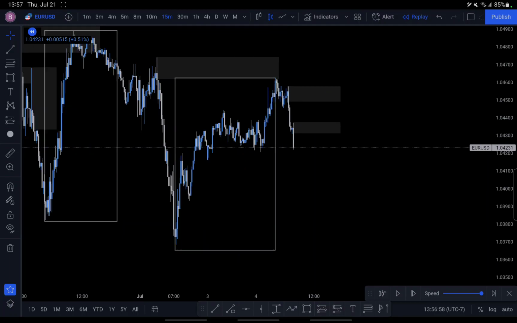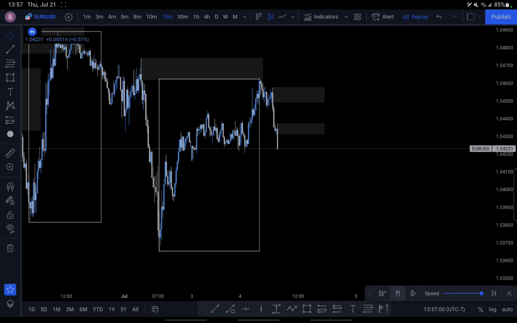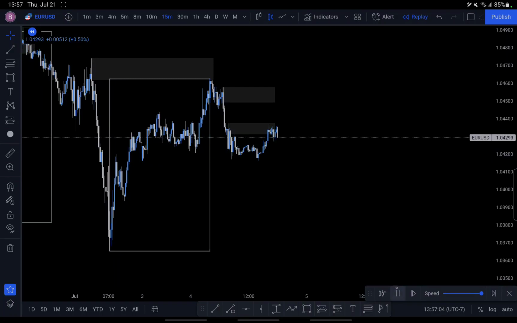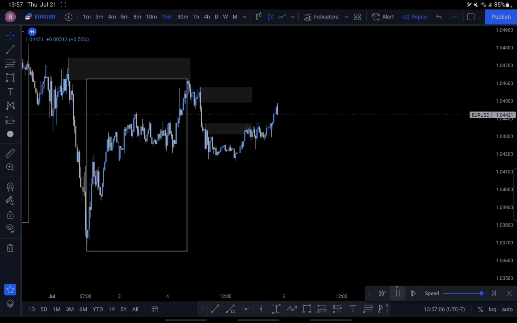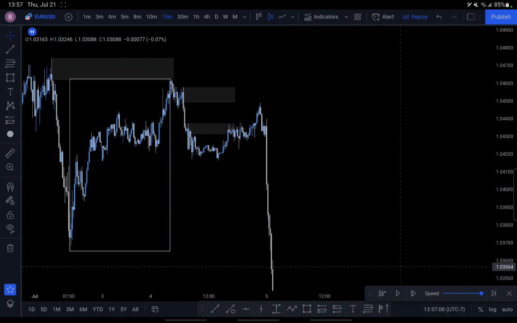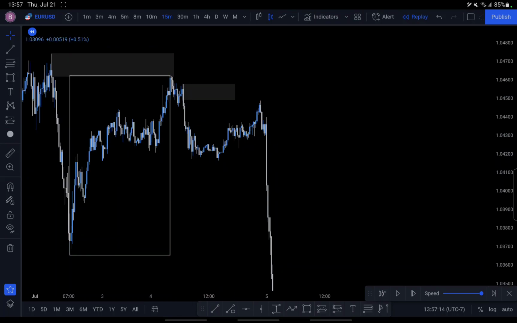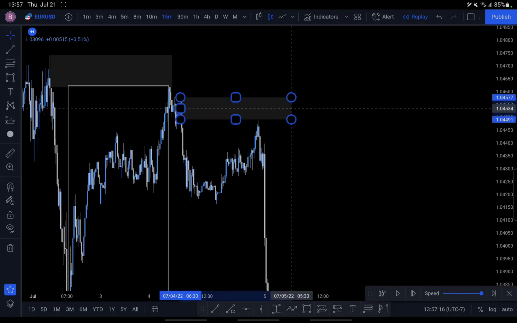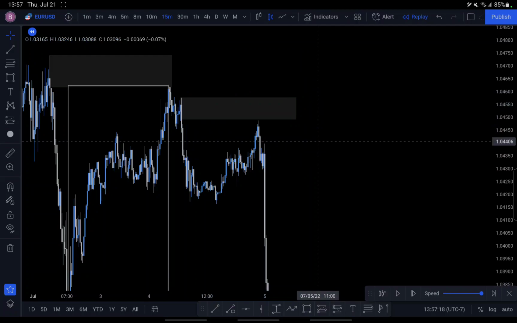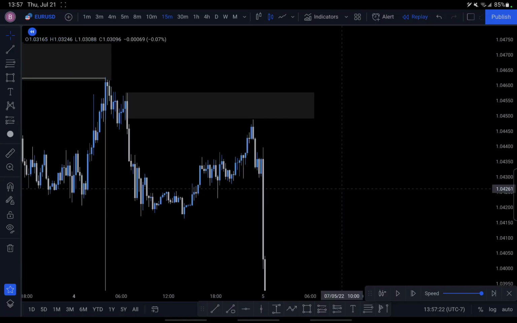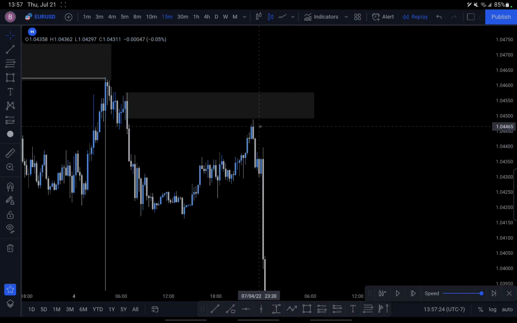Okay, zoom out. Let's let price play out a little bit. Price traded into it, broke it. Okay, so this one was invalidated before trading into this zone here. Did it trade into that zone? It did not. We didn't hit our supply zone. Or did it?